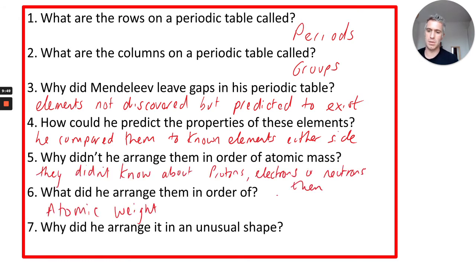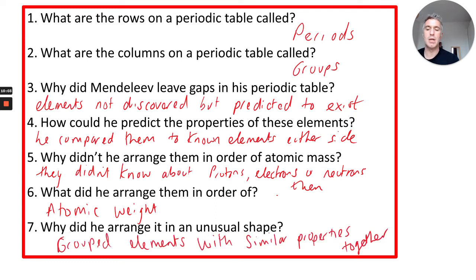Why didn't he... Oh, that's not animated very well. Why didn't he arrange them in order of atomic mass? They didn't know about atomic mass. They didn't know about protons, electrons, or neutrons. So how did he arrange them? He arranged them in atomic weight. And why did he do it in an unusual shape? The unusual shape was so he could group elements with similar properties together. That's why you have some groups that are really tall and some that are not so tall.